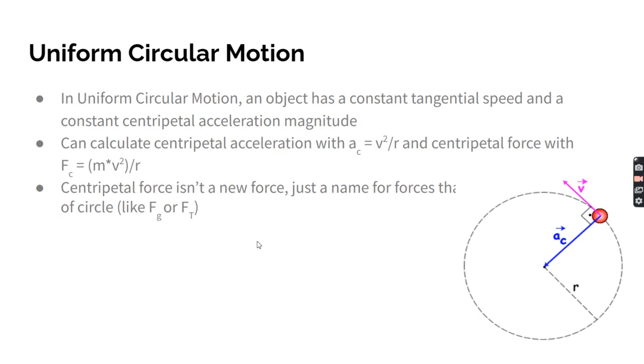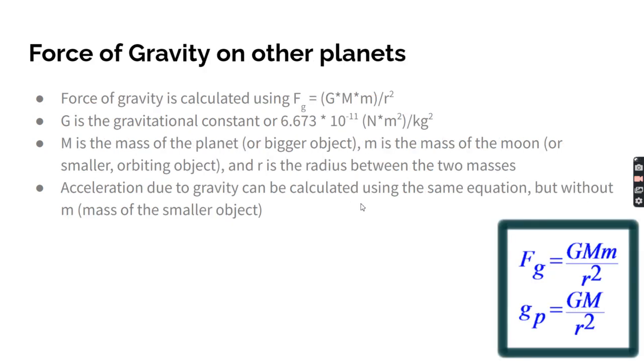Another important thing to understand is that centripetal force isn't like an actual force. It's just what we call the force that keeps an object going in circular motion. So a big example is a moon orbiting a planet. It has a centripetal force, but the force itself is the force due to gravity. Or you can swing something with a string, has a centripetal force, but it's actually just the force due to tension. That's what keeps it there.